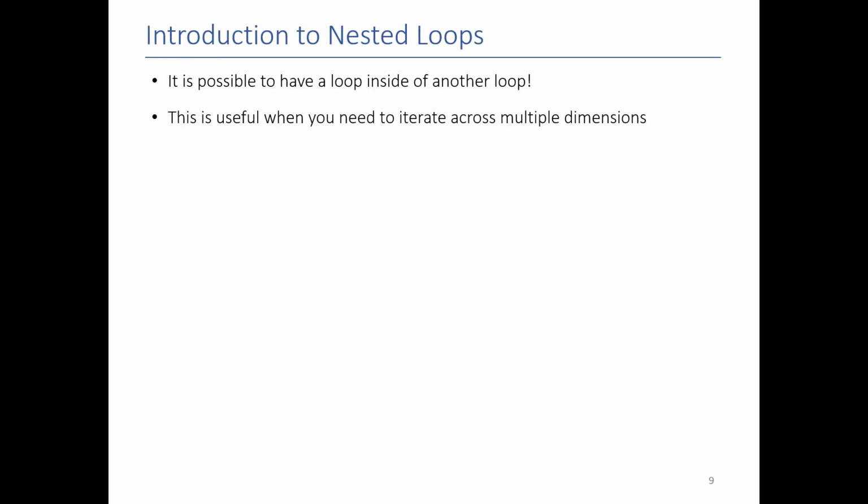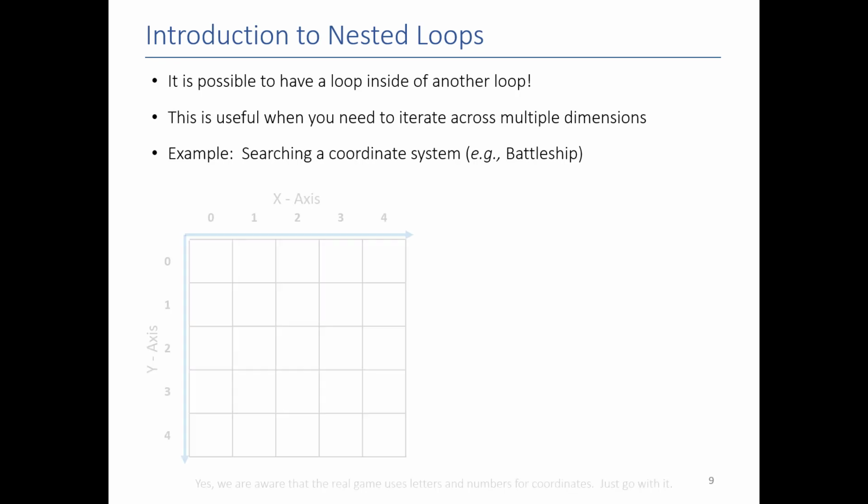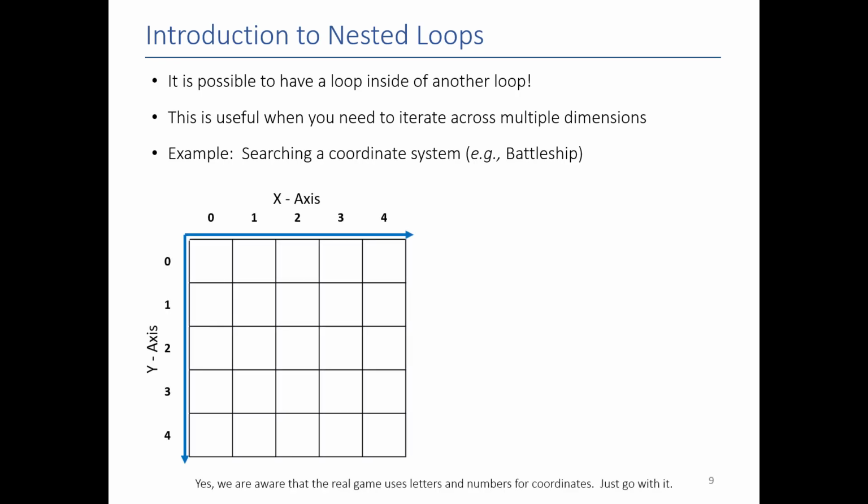So nested loops in general are useful when you want to iterate across multiple dimensions, and I picked x and y for a reason. The reason is because it could be useful if you were searching through a coordinate system. So imagine a battleship board. And for those of you who play Battleship, yes, I'm aware that I'm missing A, B, and C. Just go with this, okay?